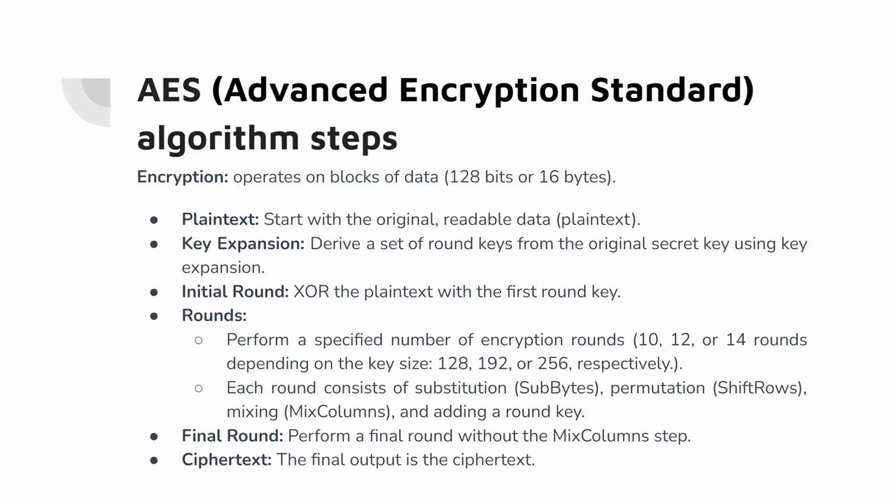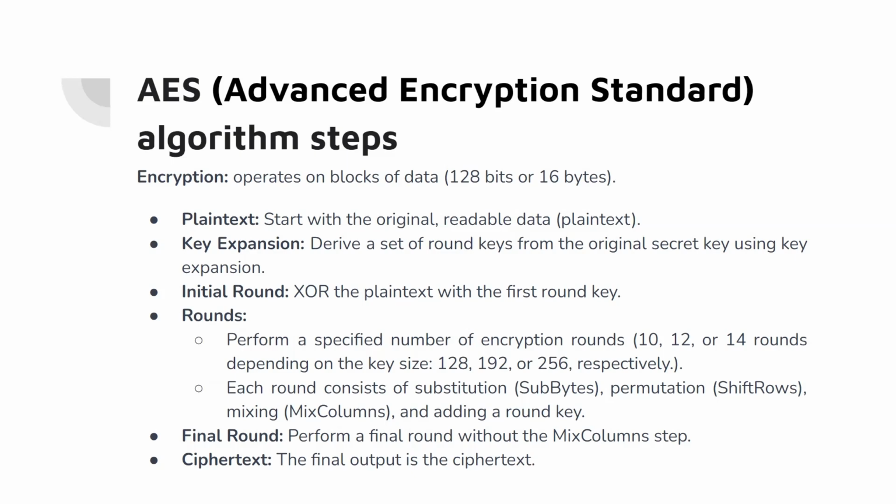There are essential elements for the AES encryption. One of them is the plain text, which is the starting point of the encryption process, as it is the original readable data that undergoes this transformation. The next step is the key expansion, which involves deriving a set of round keys from the original secret key, extending the security of the encryption process.